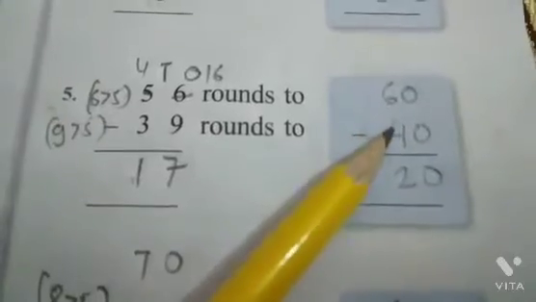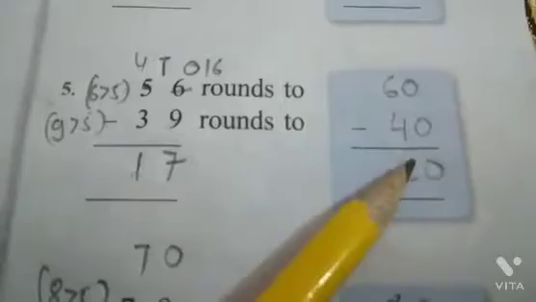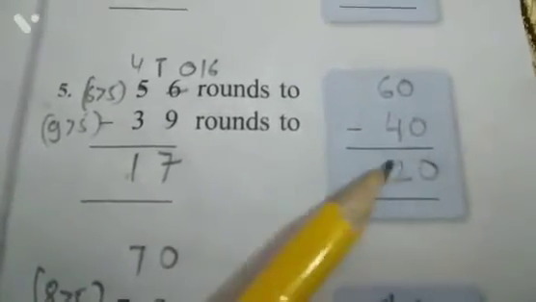Now you have to subtract 40 from 60. 0 minus 0 will be 0 and 6 minus 4 will be 2. What will you get here? 20.